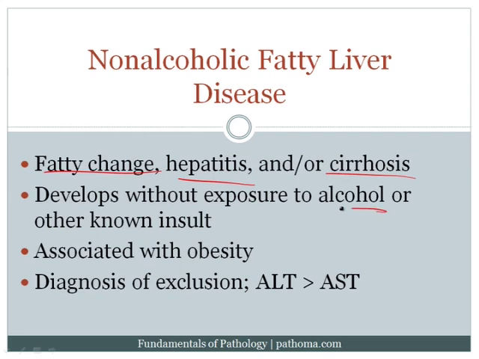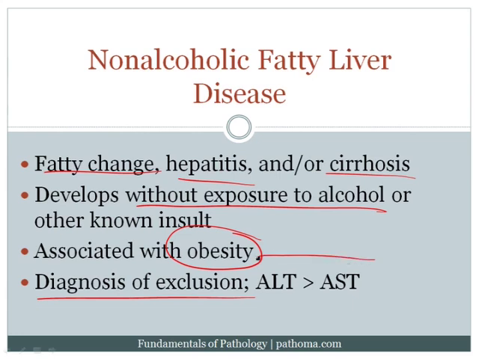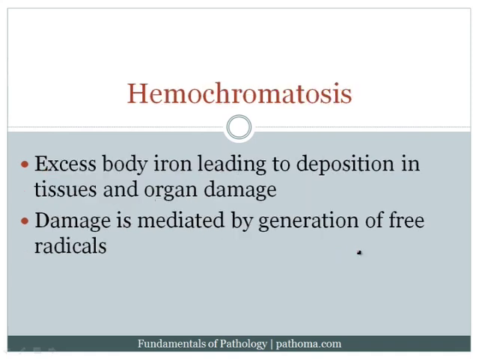However, these occur without a known exposure to alcohol. This is generally associated with obesity, and it's a diagnosis of exclusion. That is, you sort of make the assumption that alcohol must be involved until you've absolutely proved that the patient is not abusing alcohol. One very helpful finding here would be that the ALT would be greater than the AST. And again, that's because in this particular case, alcohol is not involved. And you're well aware, as I just mentioned, that the AST is a mitochondrial enzyme and is preferentially increased when there is alcohol-based damage. Hemochromatosis is another disorder that can lead to cirrhosis.